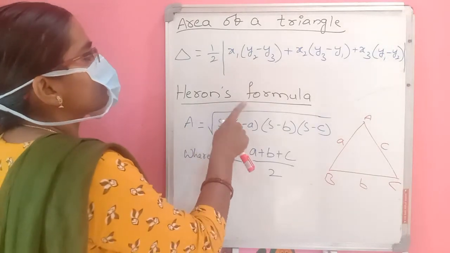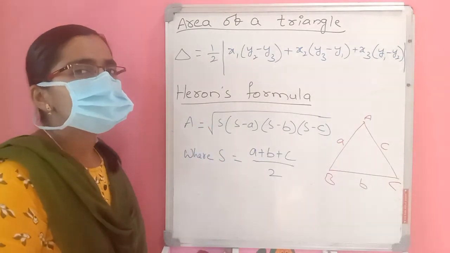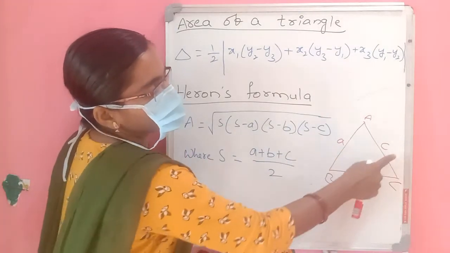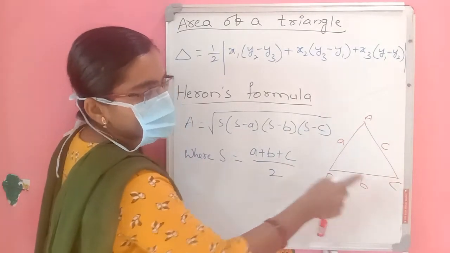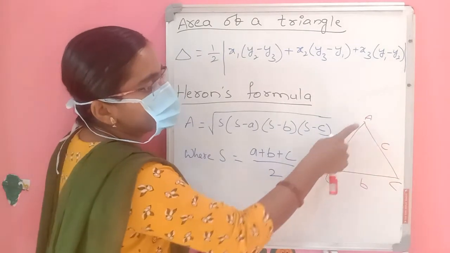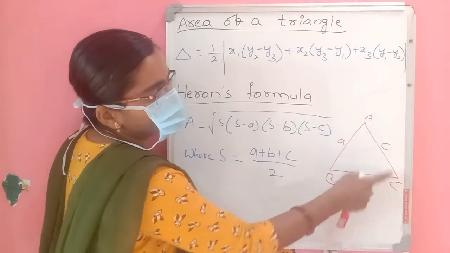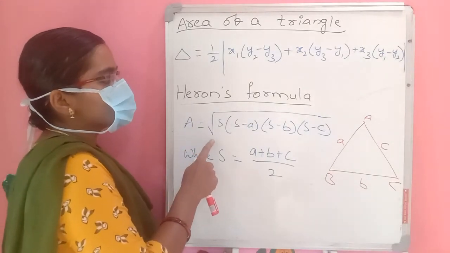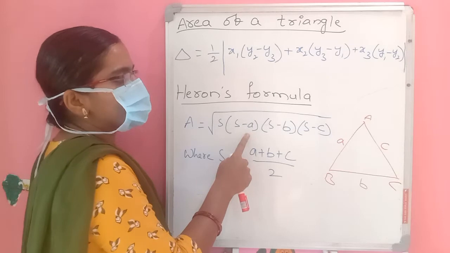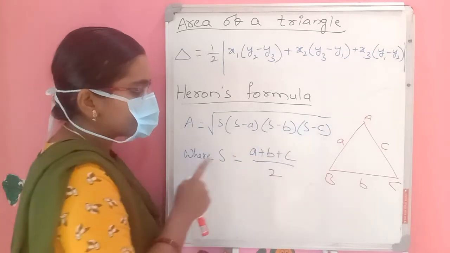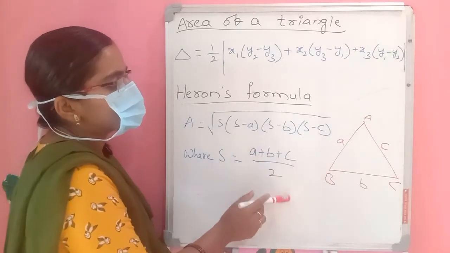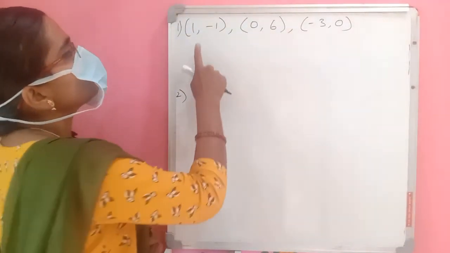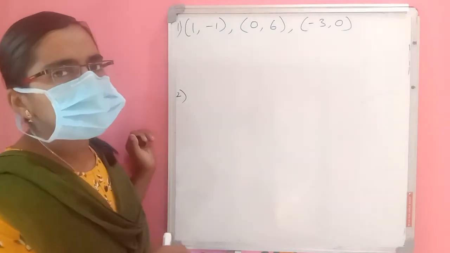Next, Heron's formula. Heron was a Greek mathematician. He gave the area of a triangle when its sides are known, not its vertices. If the side lengths are a, b, c, then this is the formula: area of triangle equals square root of s into (s minus a) into (s minus b) into (s minus c), where s is (a plus b plus c) by 2. This is Heron's formula.